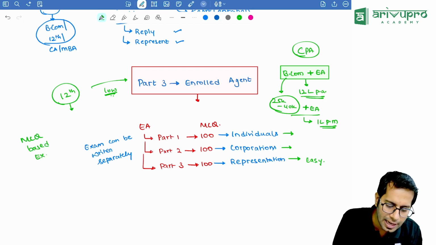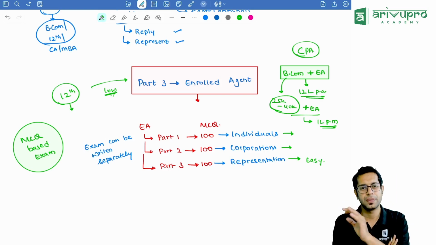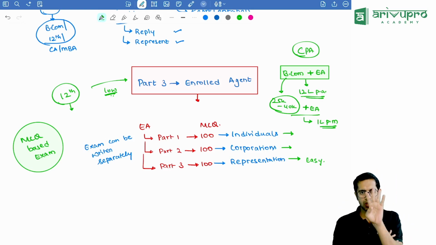And your entire examination is completely MCQ based. No extra brain is required. There will be a question having 4 options. You just have to select the right option.